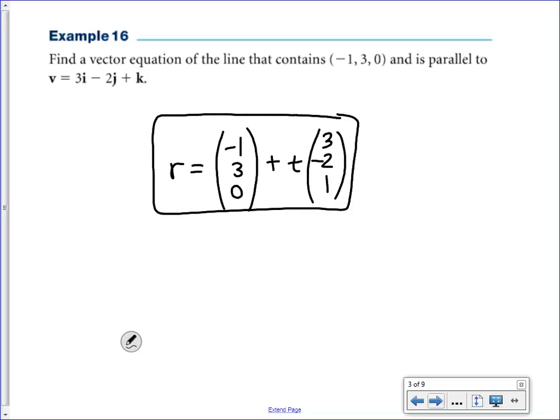So the point that's on the line is the one that's given, -1, 3, 0. The direction vector is 3, -2, 1. I got that from the component there of vector v. To write that one horizontally, that would be the point, and that would be the direction vector. I just wanted to show you can write it that way. I tend not to, but you might see it written that way in an exam question.